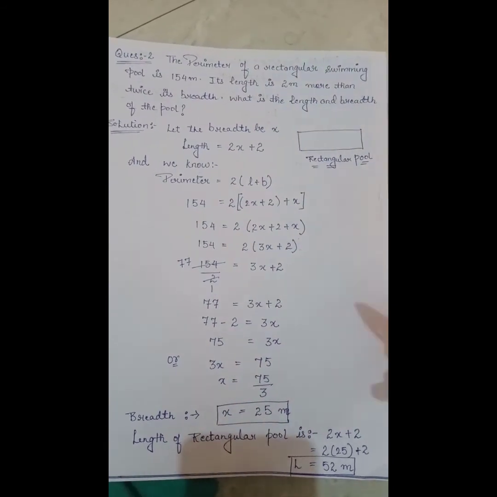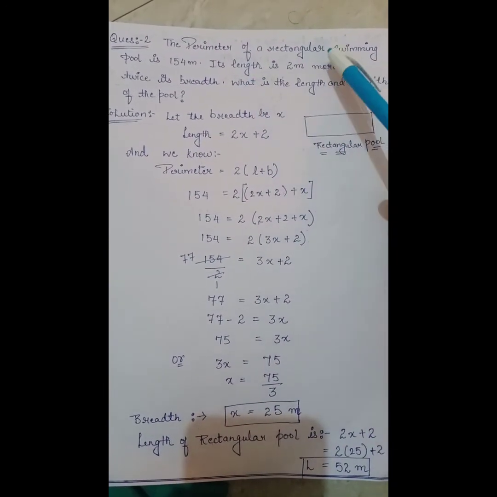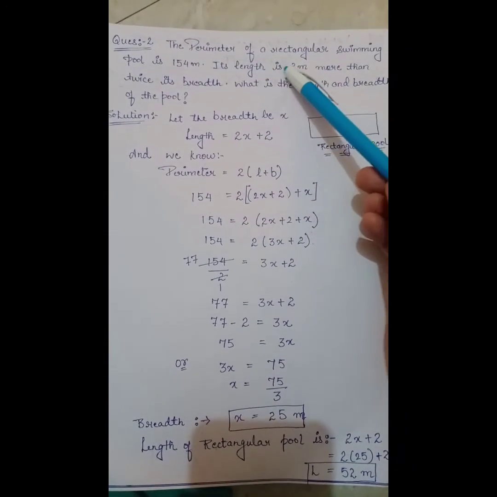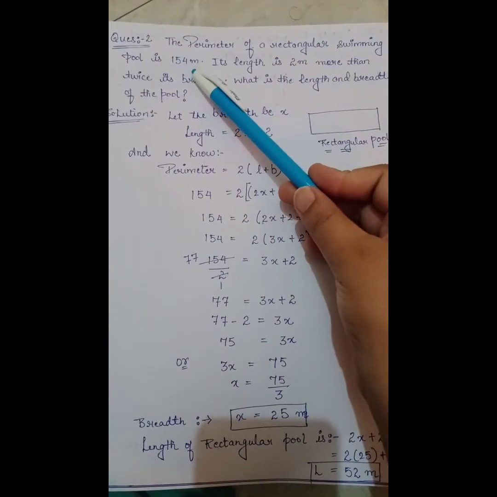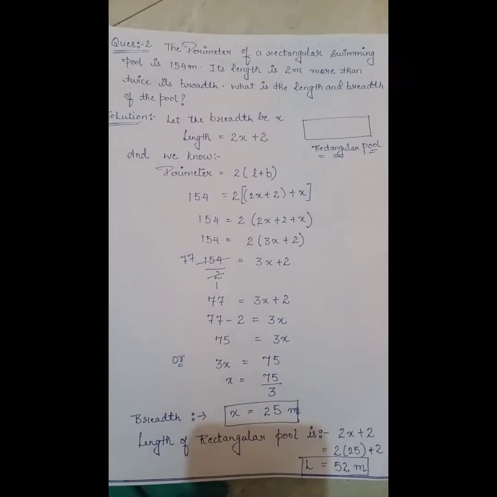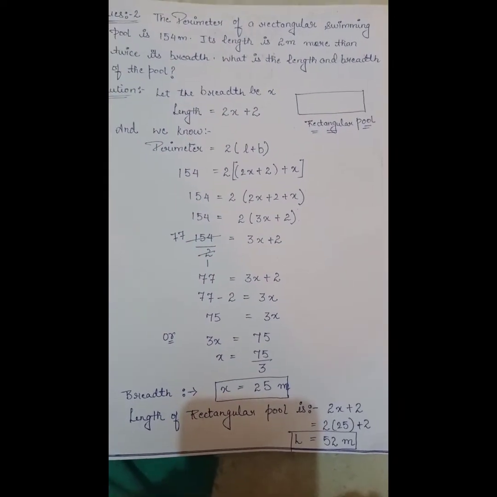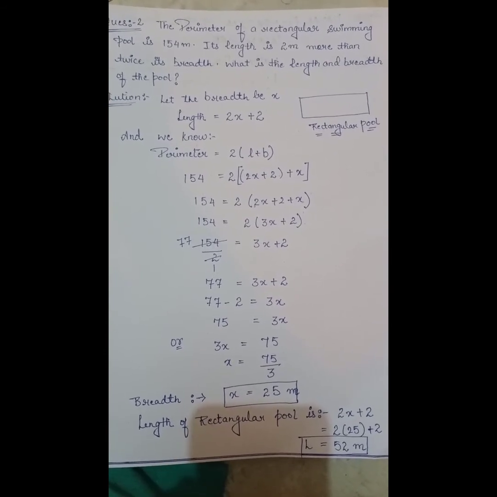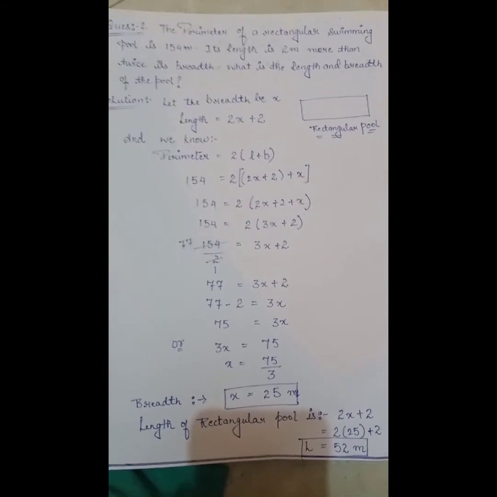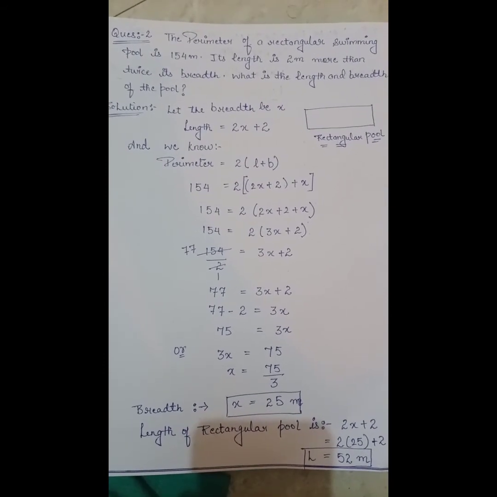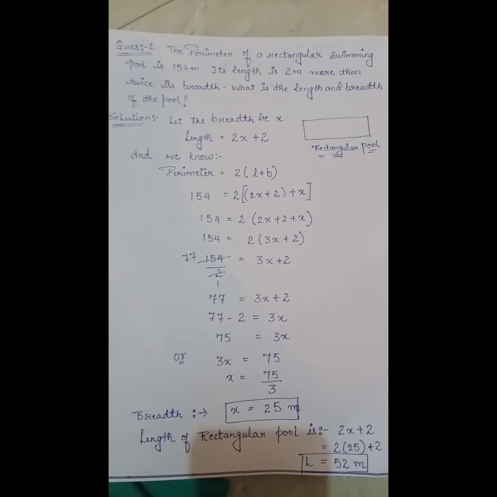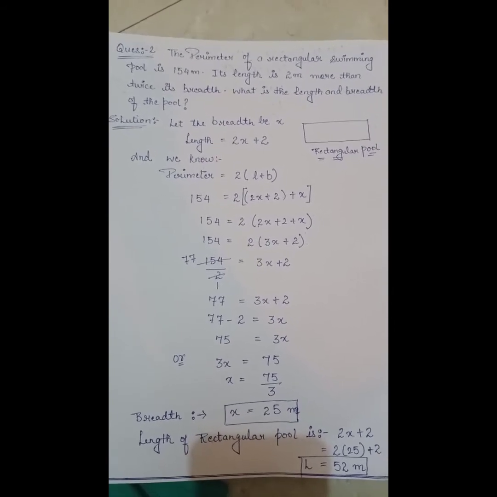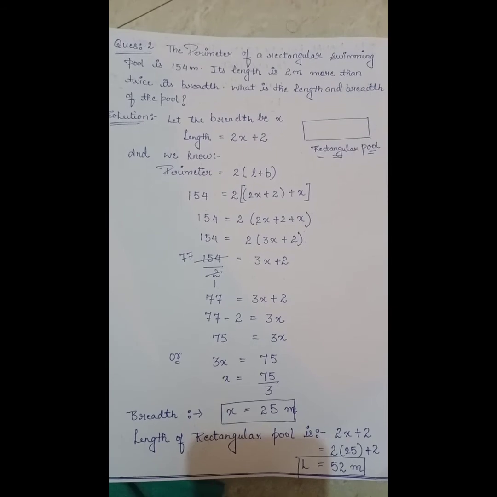Okay. So here the perimeter of a rectangular swimming pool is given to you. This means the perimeter of the rectangle is equal to 154 meters. Its length is 2 meters more than twice its breadth. What is the length and breadth of the pool? See, everything is given to you, length and breadth too, but in indirect form. So you have to find out what is given to you and in which form it is given. If you get that, you can easily find your result.